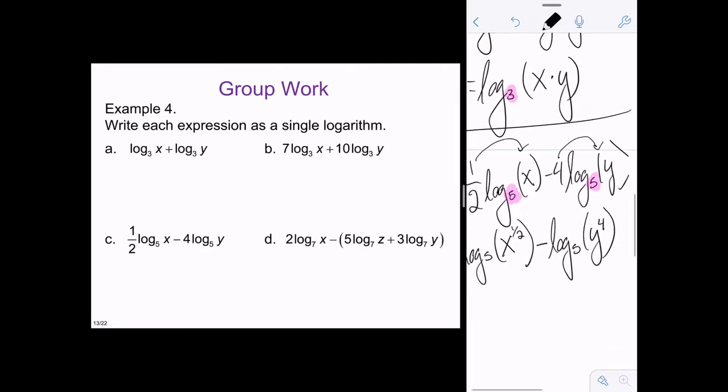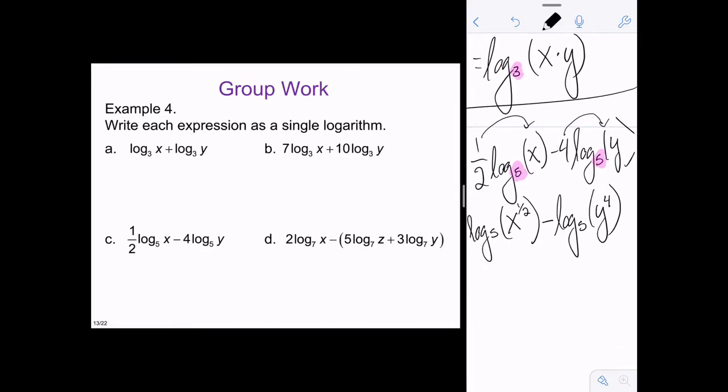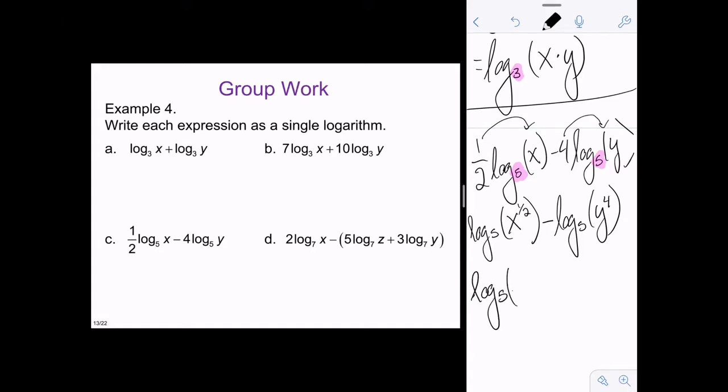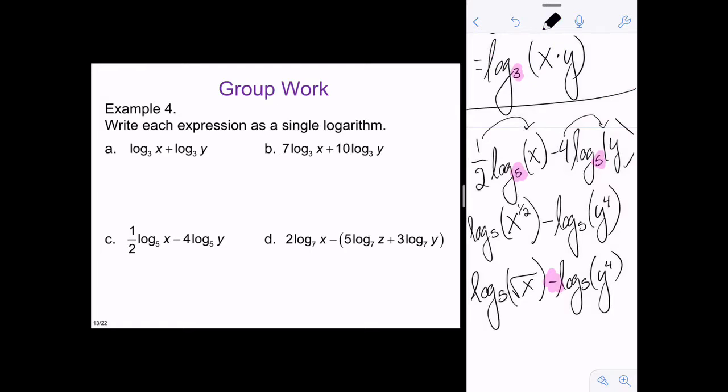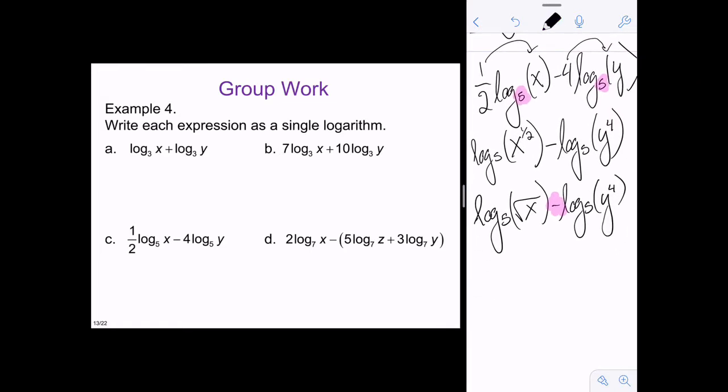Okay, and I'd rather write a radical than a power, so I'm going to clean up that x to the 1/2, and I'm going to call it log base 5 of the square root of x minus log base 5 of y to the 4. Yeah, maybe I'm just showing off. Who knows? All right, now I need to deal with bringing them together. So I'm subtracting on the outside, which means I'm going to have division on the inside. So I'm going to bring it together as a single logarithm.